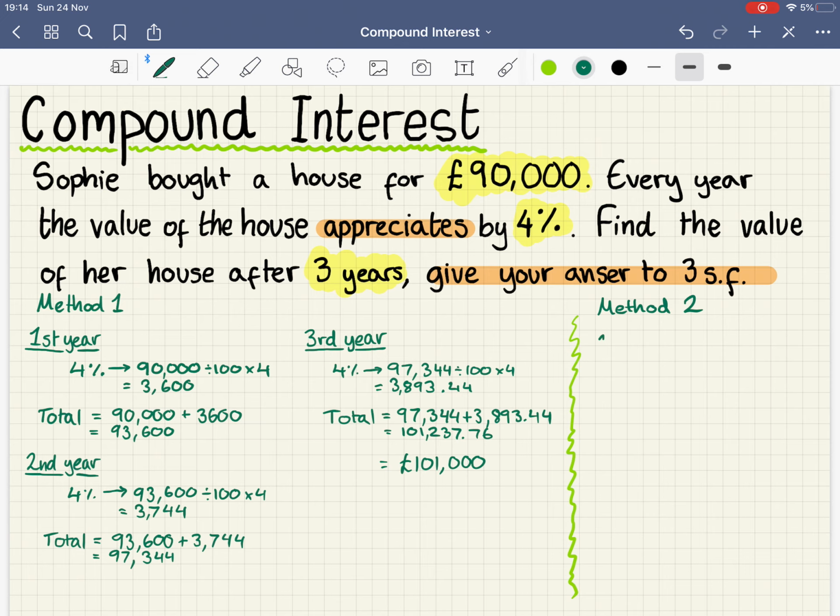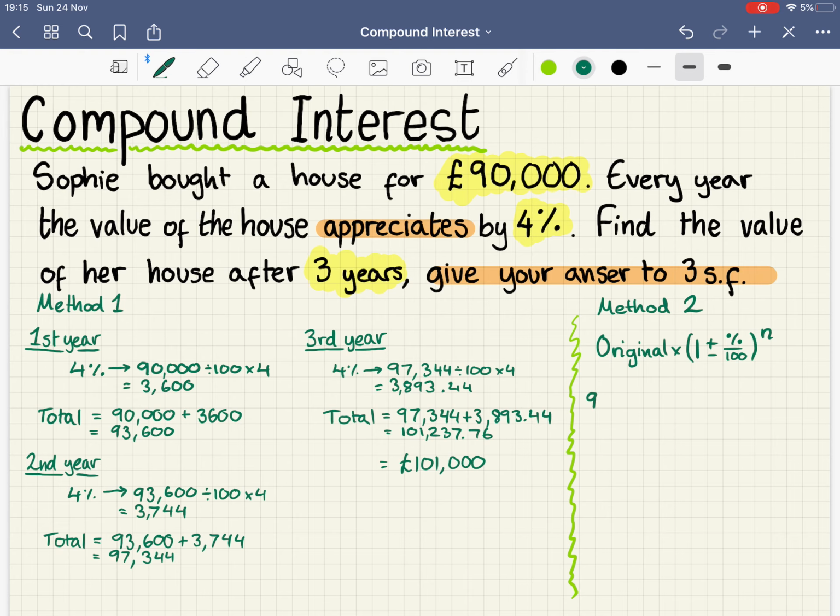So the formula we use is original times 1 plus or minus. The plus we use if it's appreciate or increase. The minus is if we have depreciate or decrease. So we've got 1 plus or minus whatever the percentage is over 100, to the power of n, with n being our number of years, days or months, the time scale.